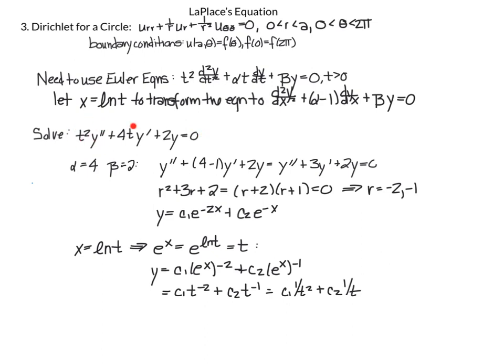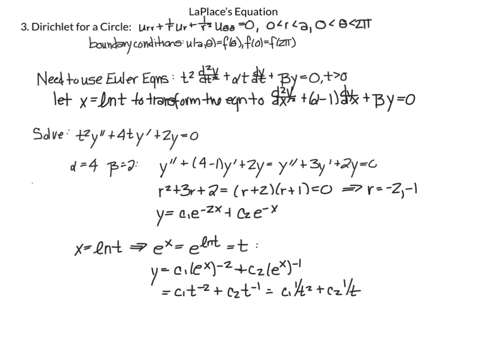So this t squared and this 4t here are not just constant functions, they are functions of t, which y is a function of t as well. So we need to use this Euler transformation. Here I can see that alpha is equal to 4, and beta is equal to 2. So I can just plug this in. I get my second derivative plus alpha minus 1, so 4 minus 1, times y prime, my first derivative, plus beta y, so plus 2y. That gives me y double prime plus 3y prime plus 2y equals 0.